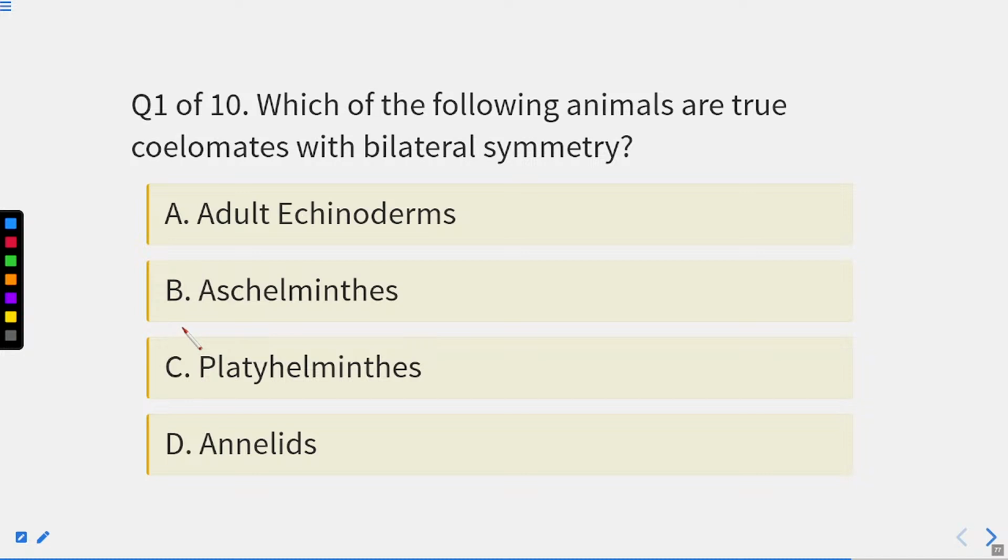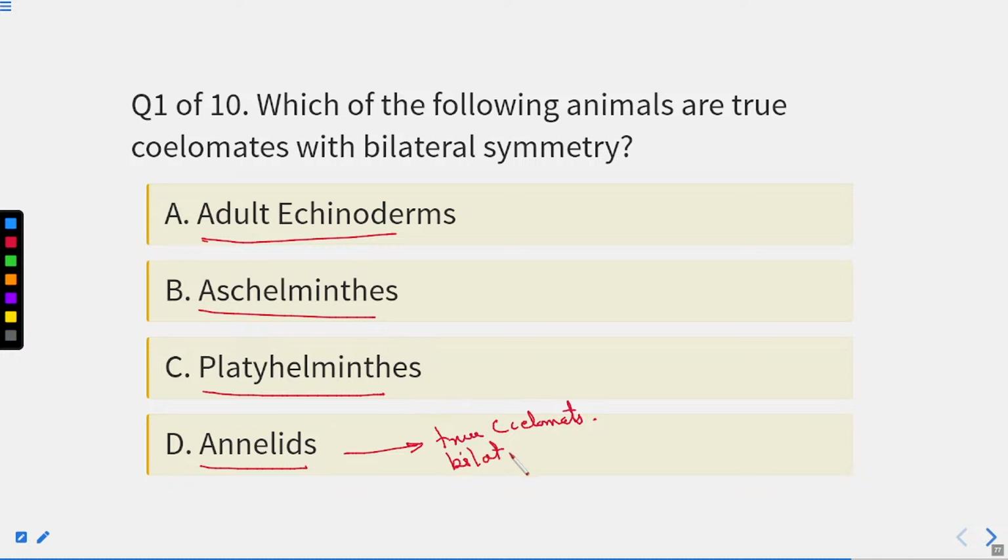Okay, let us have some questions. Which of the following animals are true coelomates with bilateral symmetry? Adult echinoderms, Aschelminthes, Platyhelminthes and annelids. So annelids show the true coelom. These are the true coelomates with bilateral symmetry.